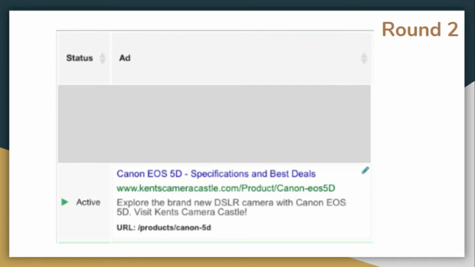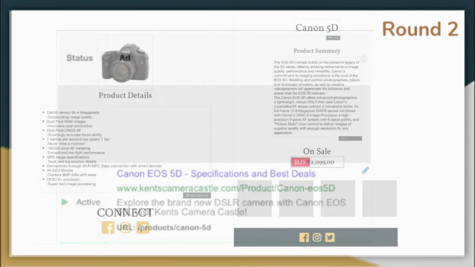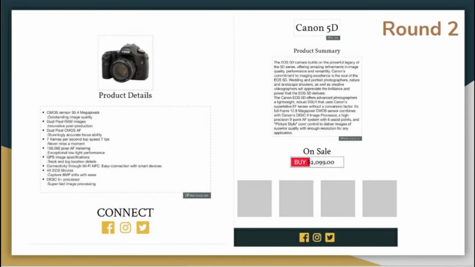And in the second headline, we put specifications and best deals up there to attract customers and communicate a value proposition, to let customers know that they can find what they want with the best deals at Ken's Camera Castle. Also in this round, we have to create a landing page. We put outstanding features in there that may match customer choices of keywords.